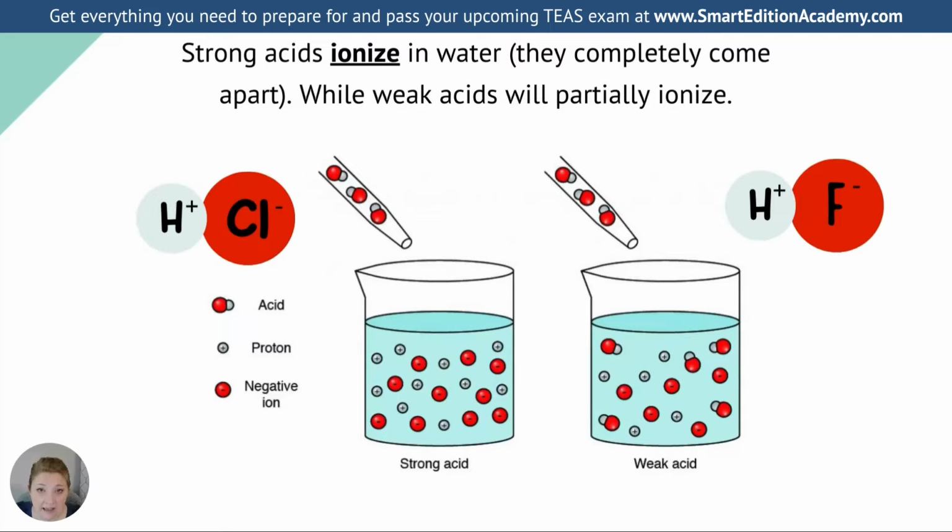However, a weak acid will not come apart quite as much. So let's take a look at the other example, which is hydrofluoric acid, HF. In a weak acid, if you dropped hydrofluoric acid into water, you're going to have some of them that stay together while some of them ionize or come apart.